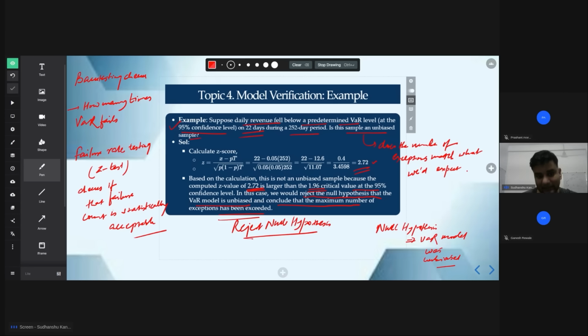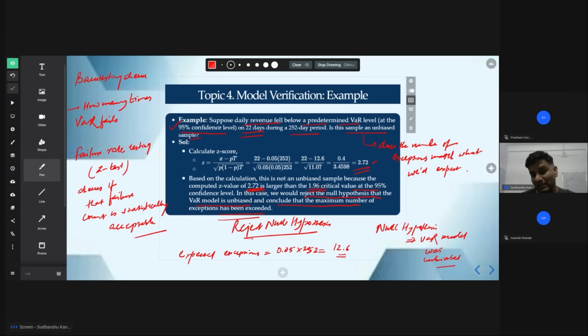The expected exceptions are given as 0.05 into 252, which is your expected exceptions. So your expected exceptions were 12.6. Actual or observed exceptions came out to 22. Z value came out as 2.72. Z is 2.72, greater than 1.96. You reject your H naught, right?